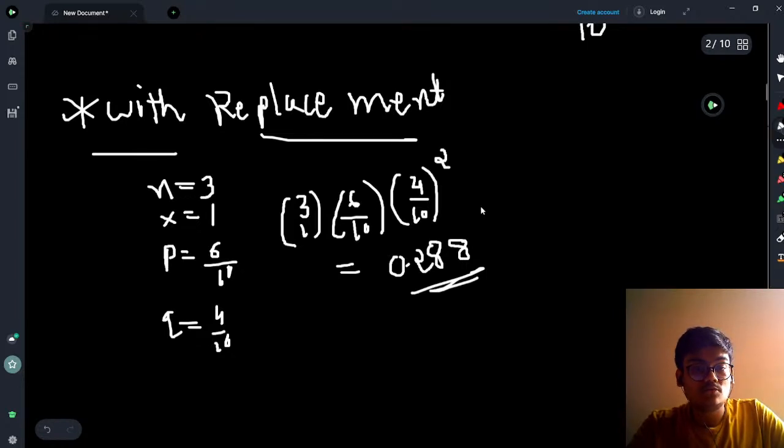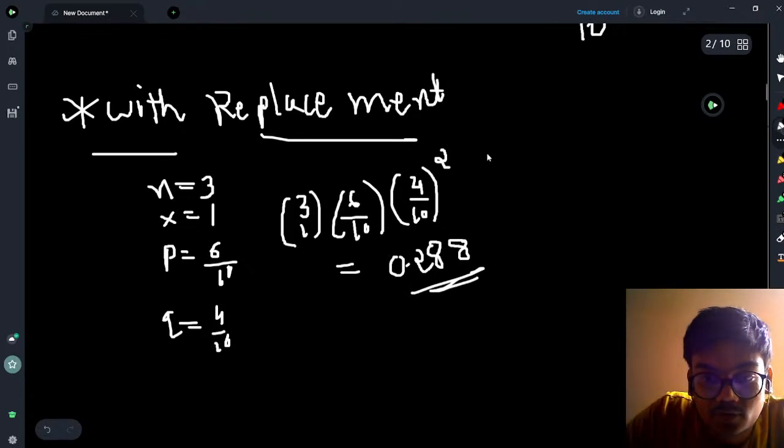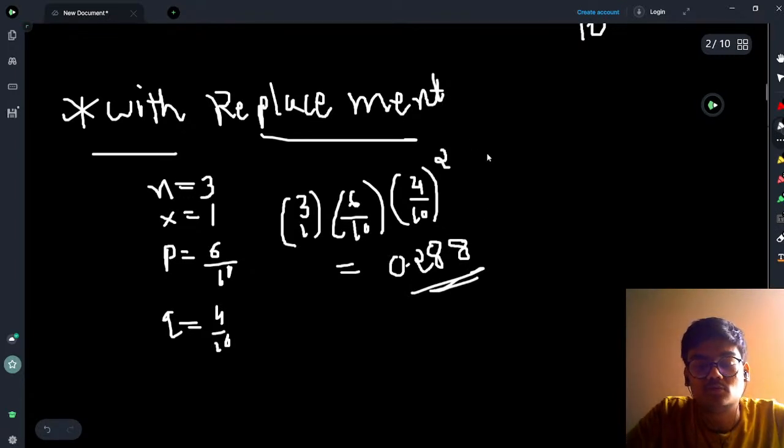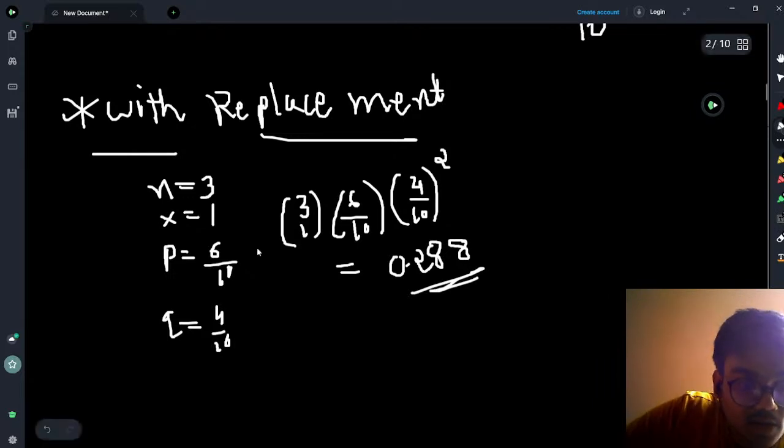Here we took success as p, and what is p? It's damaged. Now you can do the reverse thing also; I'll give that as homework, and I want to see whether you can solve it. Here we selected one damaged as success; now select two non-damaged as success. So here p will become 4 by 10 and q will become 6 by 10.